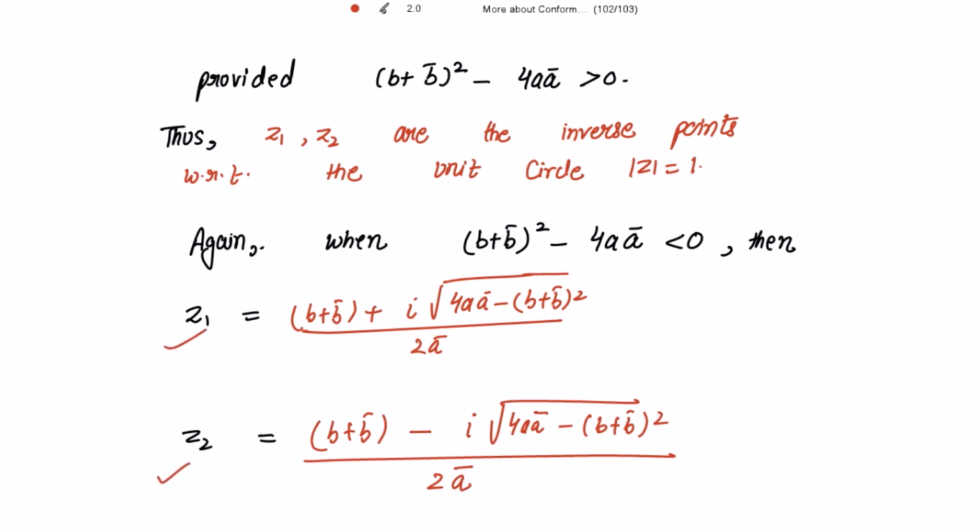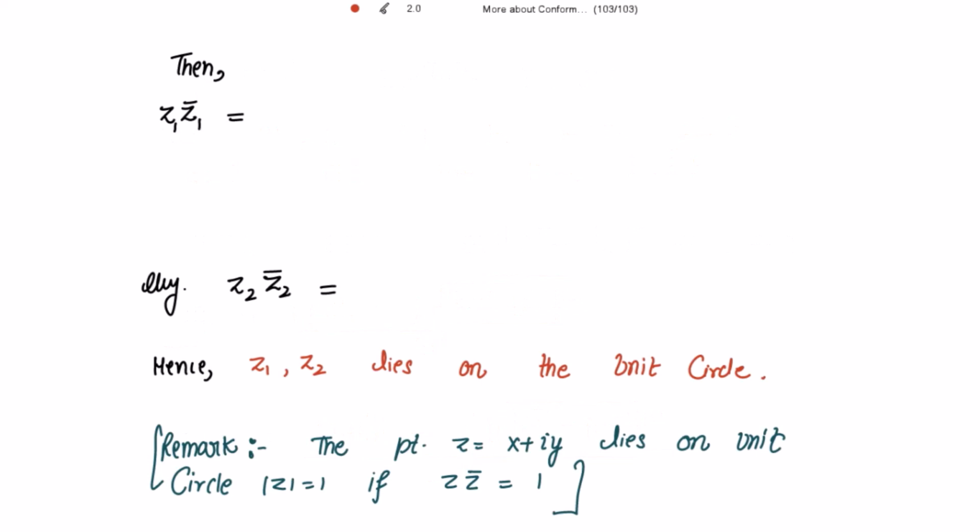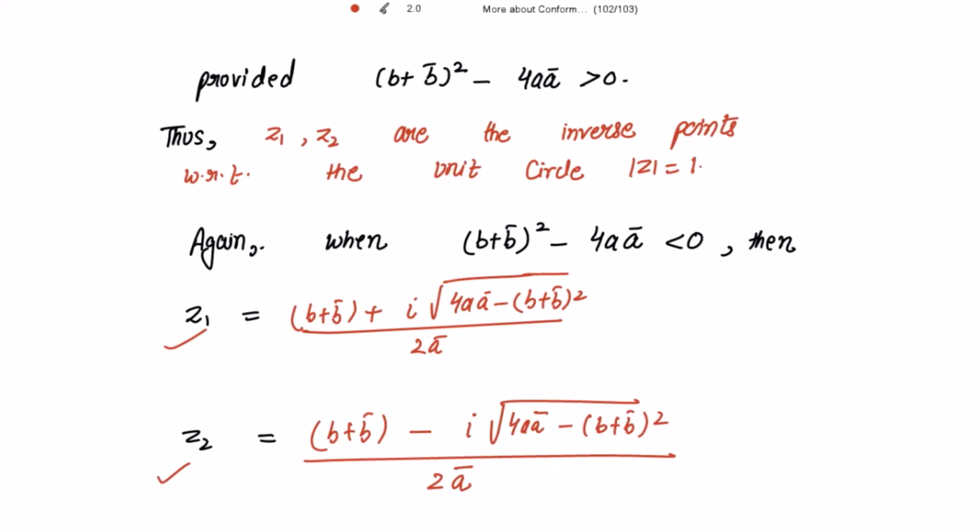Now, when these two points lie on the circle, there is a result, please notice this remark: the point z equal to x plus iota y lies on the unit circle mod z equal to 1 if z into its conjugate is equal to 1. That is, the product of the point with its conjugate should be equal to 1. So we need to check whether z1, z2 lie on the circle or not. For that, first, for the point z1, we need to check that the product of z1 with its conjugate should be equal to 1. Similarly, the product of z2 into its conjugate should be equal to 1. So for these two results, we say that z1 and z2 lie on the circle, right?